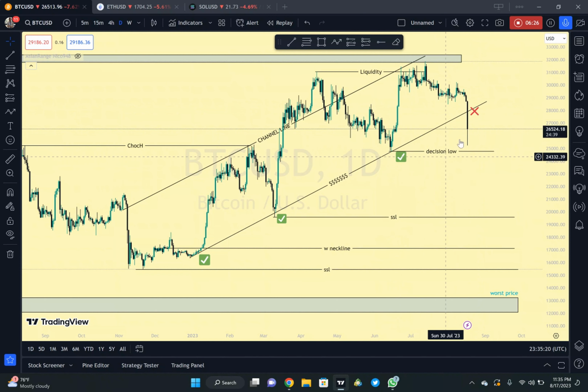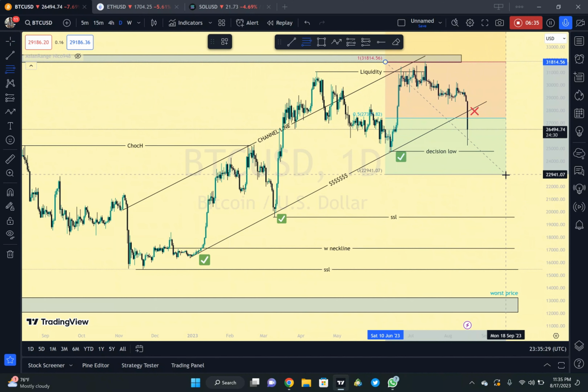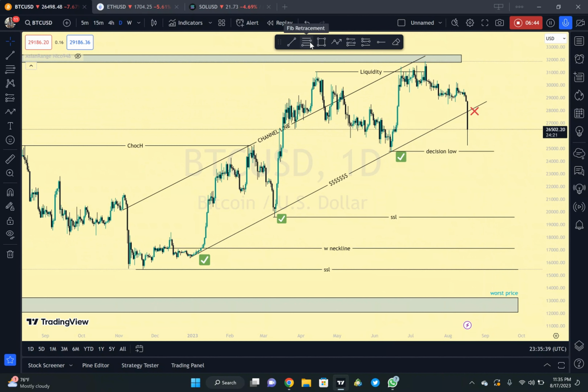If this low is taken out, we'll wait for a retracement. Once again, we'll take our Fib from here to wherever the low is created, and we'll be trading around the 50% ratio and targeting the W neckline. So what Bitcoin is currently doing is that we are seeing something that could be a possible switch in direction to the downside, which is very likely at the moment.